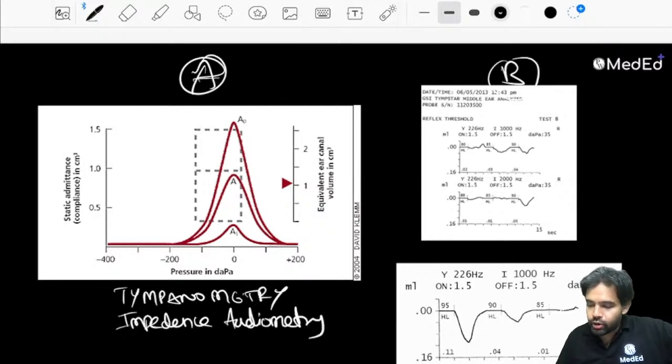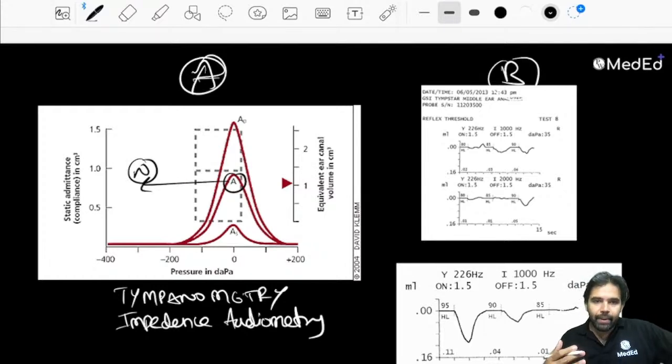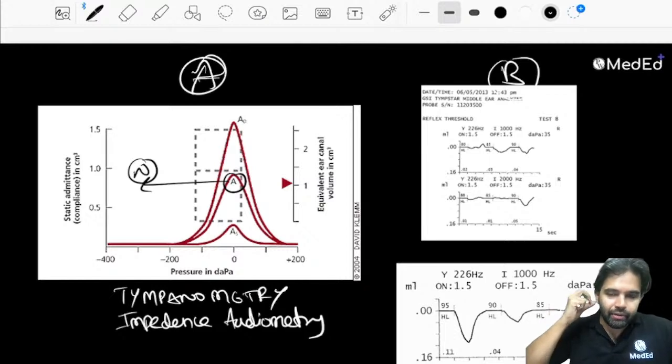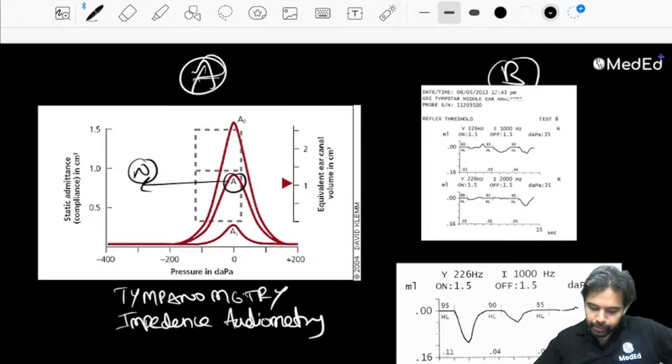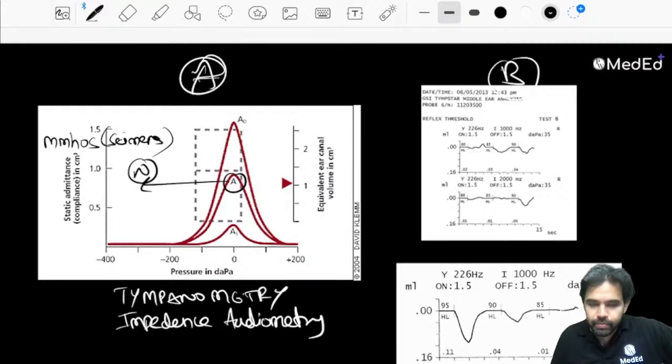All right, in this impedance audiometry, you can very clearly see A is normal. What are we mapping again? We have put a probe inside, and we are changing the pressure. The compliance is measured in mmHg or Siemens, which is basically a measure of electrical conductivity. And this is in decapascals, which is the pressure change. A is a normal curve.